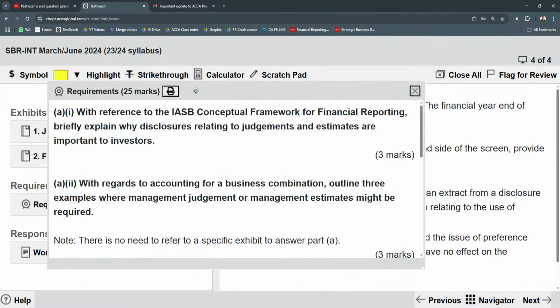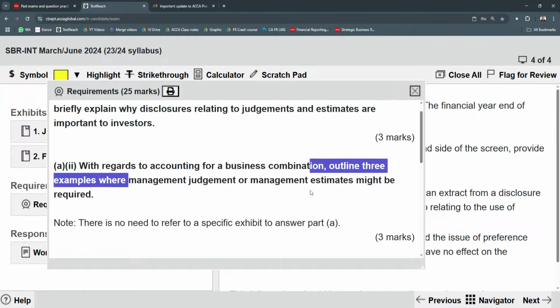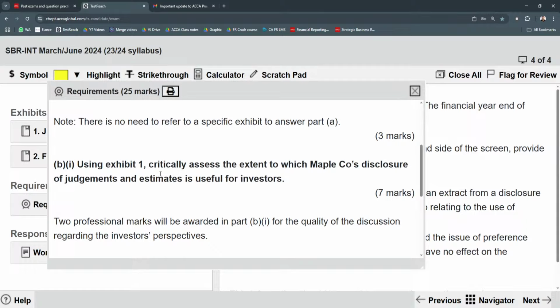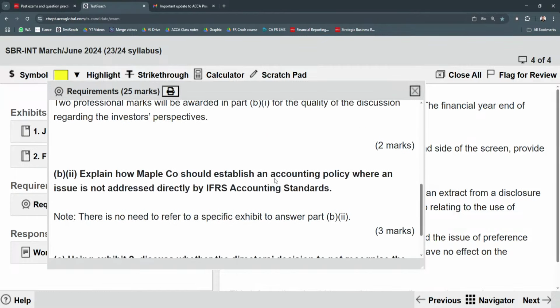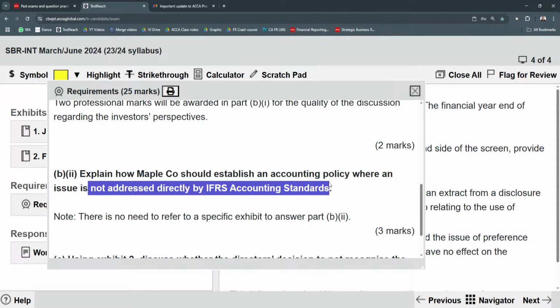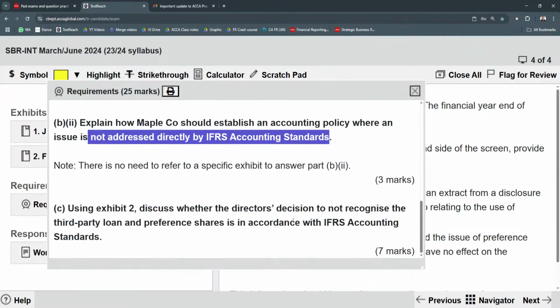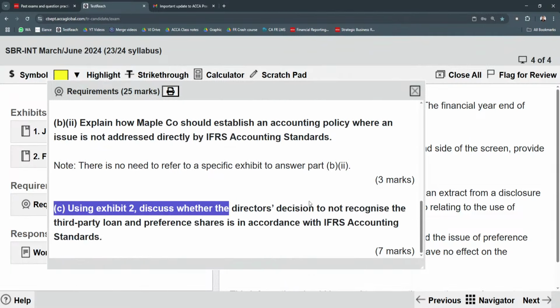I told you, in question number 3 and question number 4, they might ask a question on standards, or they might ask a question on the conceptual framework. Here they have asked about whether management judgments or estimates are required, disclosure of estimates or judgments for investors from a stakeholder perspective, and to address the issues identified by the IFRS accounting standards. So the director's decision, again from a stakeholder perspective.